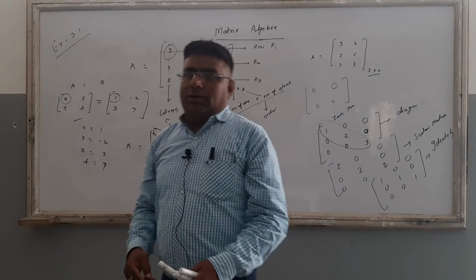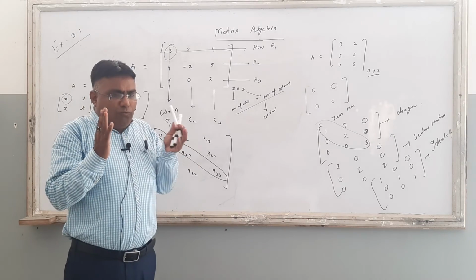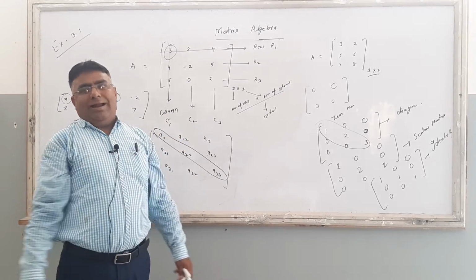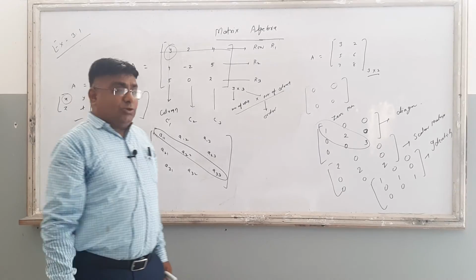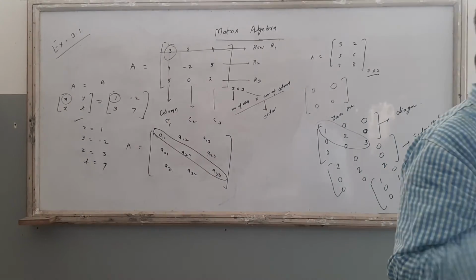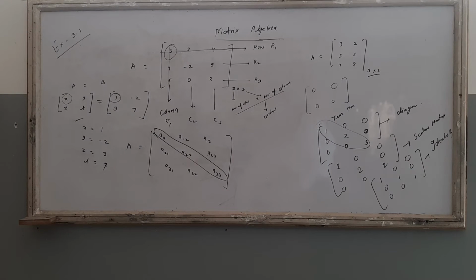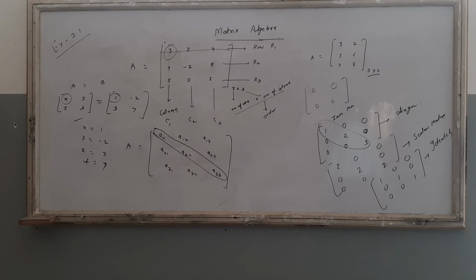Exercise 3.2 and 3.3, what three important things? First thing, that is the sum of matrices. Second thing, difference of matrices. And third is the product of matrices. So today is the basics of matrices, right? So that is very, very important. Two matrices are equal when corresponding elements are equal.